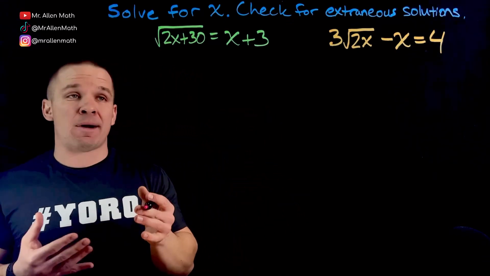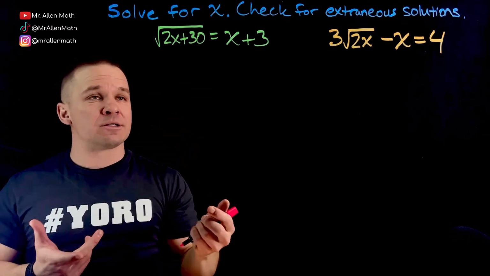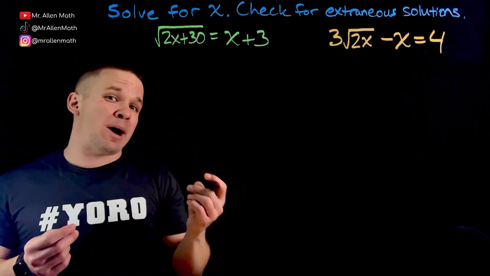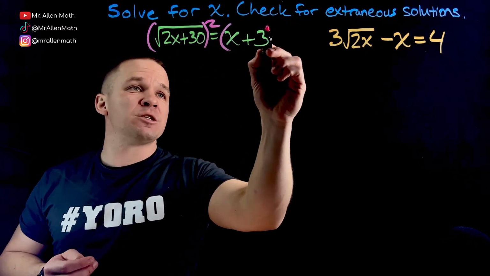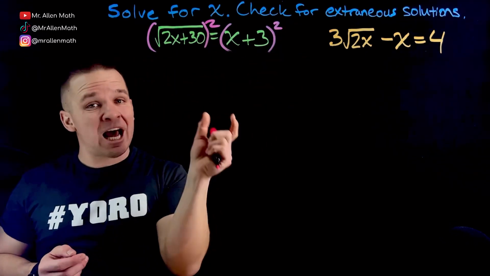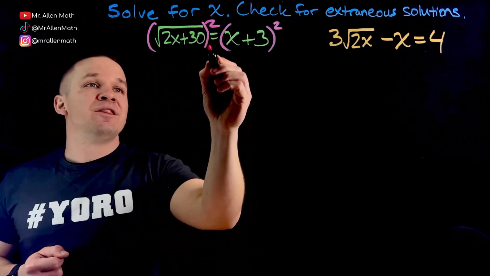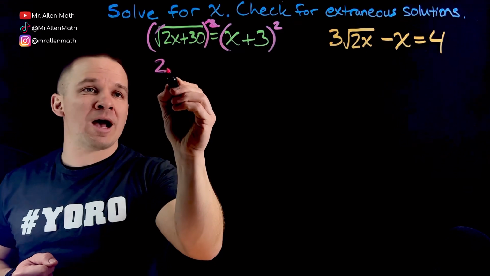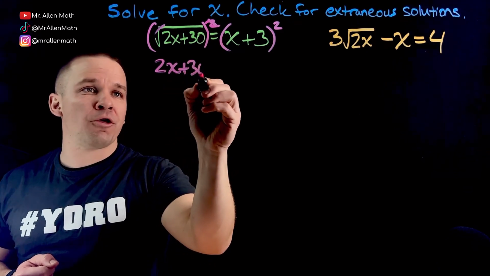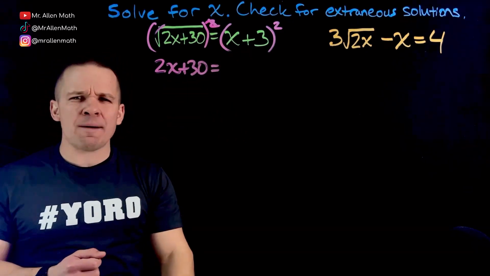Well, I got to isolate my radical. This guy already is. So I'm going to have to raise both sides to a power of 2 to cancel out that radical. So I'm raising this side to a power of 2 as well as this side to a power of 2. You got to raise the whole side to that power of 2. This is going to cancel my radical, and I'm left with here 2x plus 30 equals. What happens with that x plus 3?